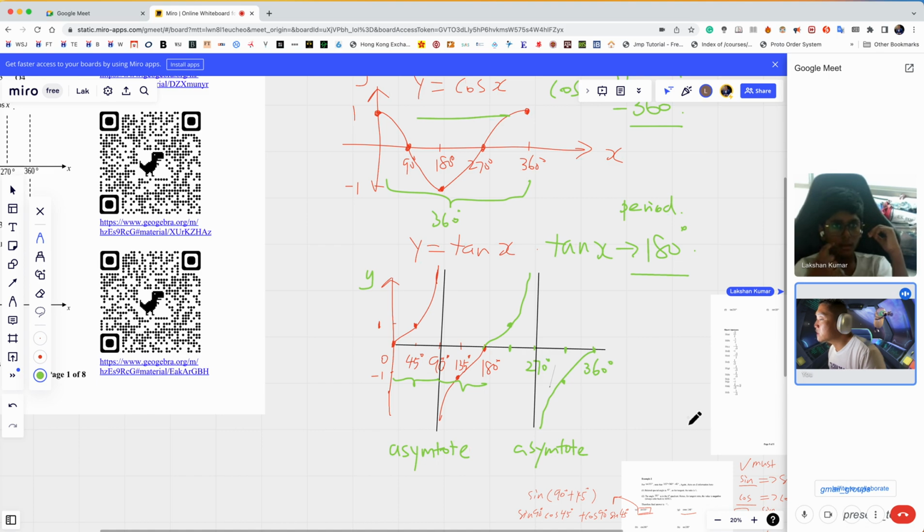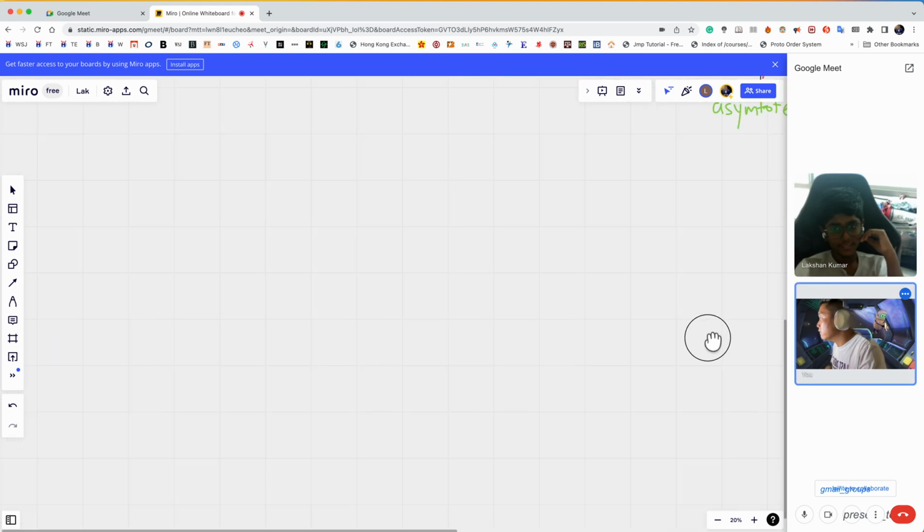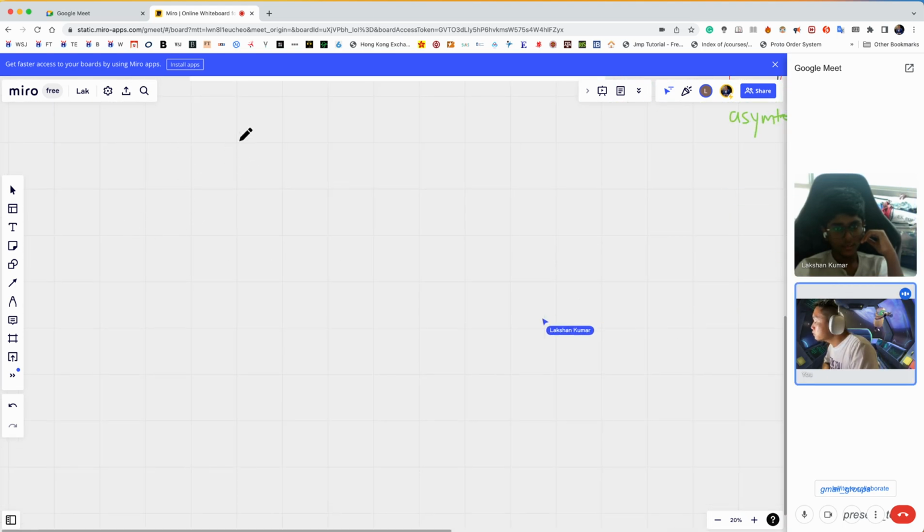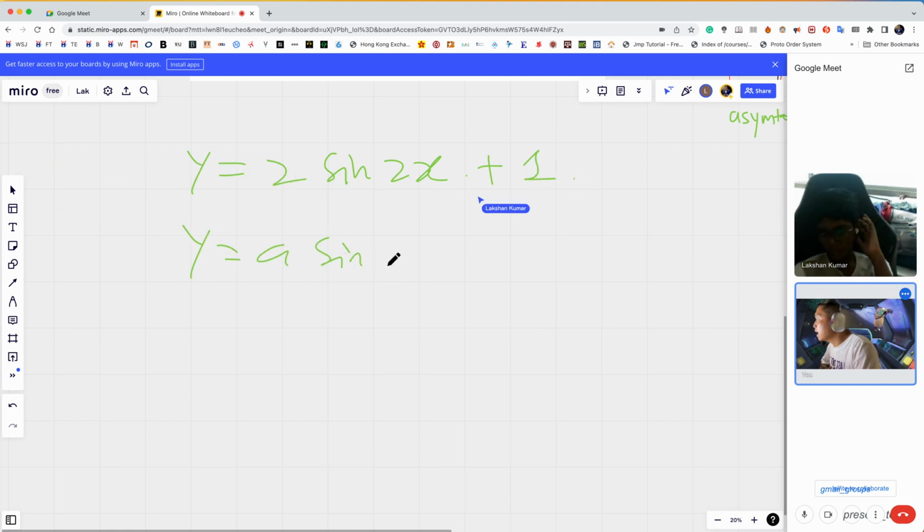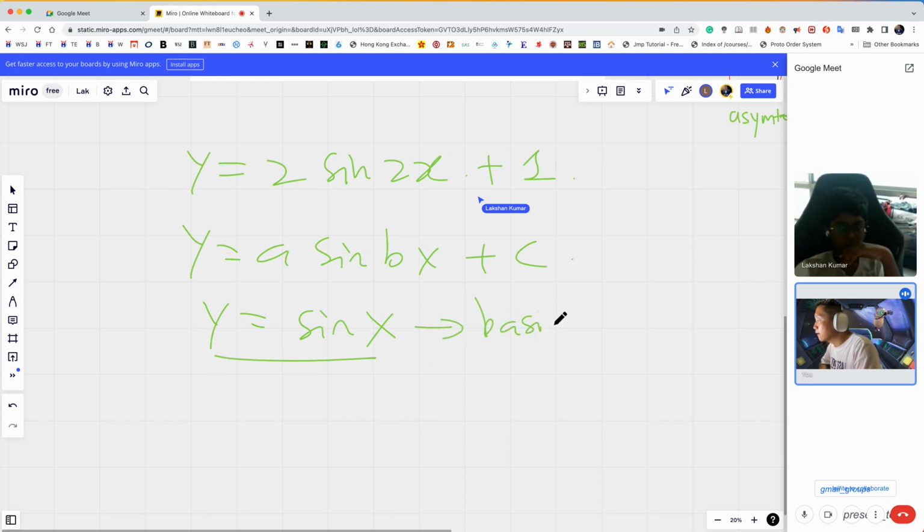Okay. So of course life is not so simple, right? What if I give you y equals 2 sine 2x plus 1? You know, they start to introduce y equals a sine bx plus c. So in a way, just now the basic curve is y equals sine x. So this is the basic curve, the simple one.